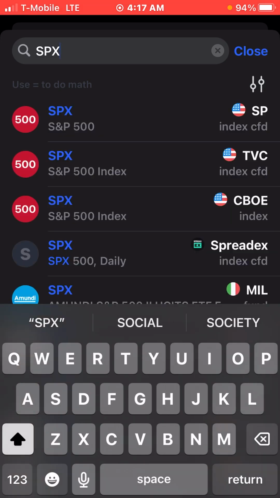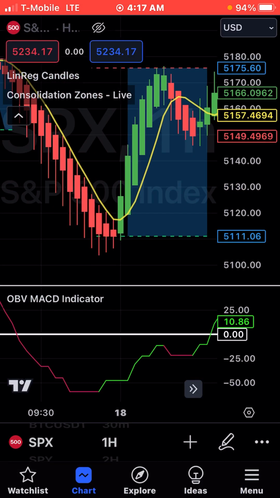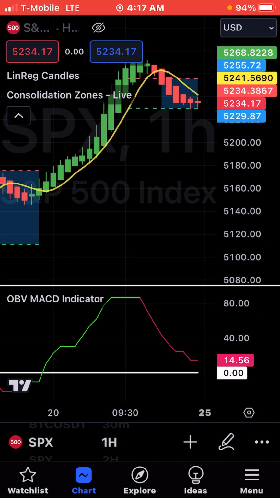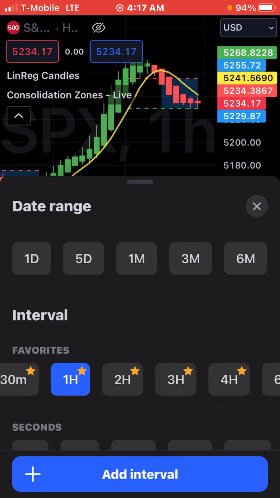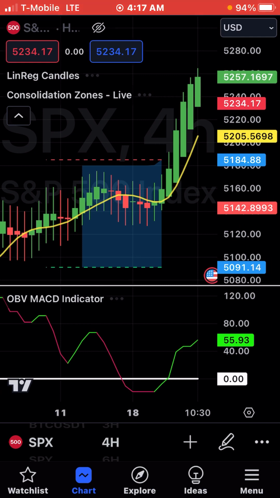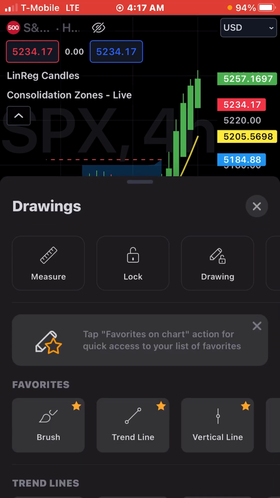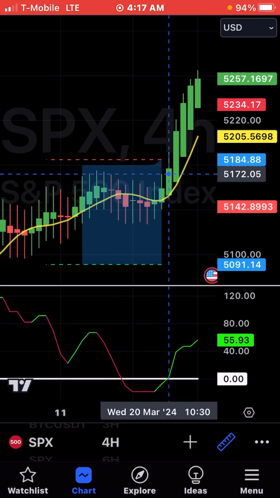Now, if you did this on SPX, let's just load SPX here real quick. If you do SPX, you don't have to worry about contracts. You can ride this out for longer. You can go for longer time frames. You can go to a 4-hour here. If you do SPX on a longer time frame, because you don't have to worry about contracts, you could do this for a longer period of time.